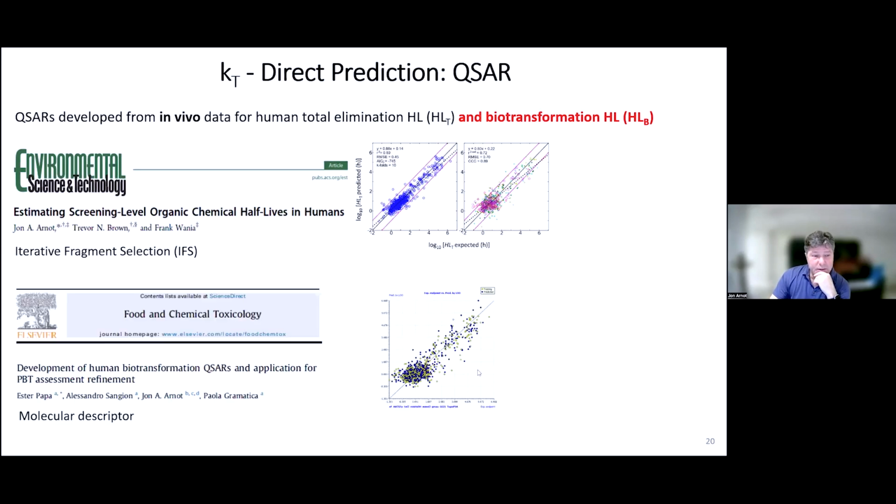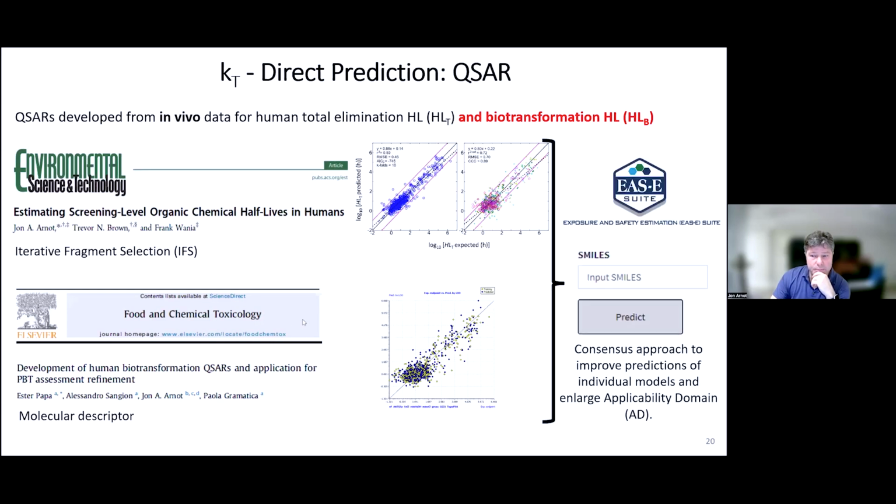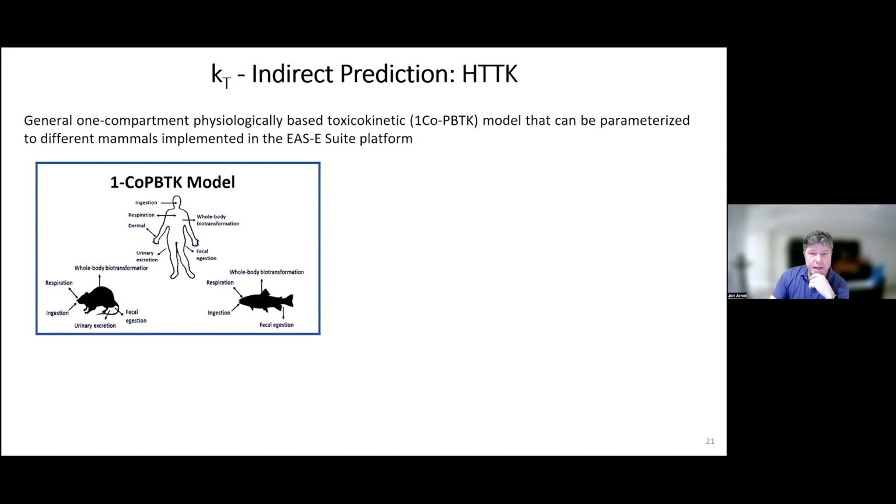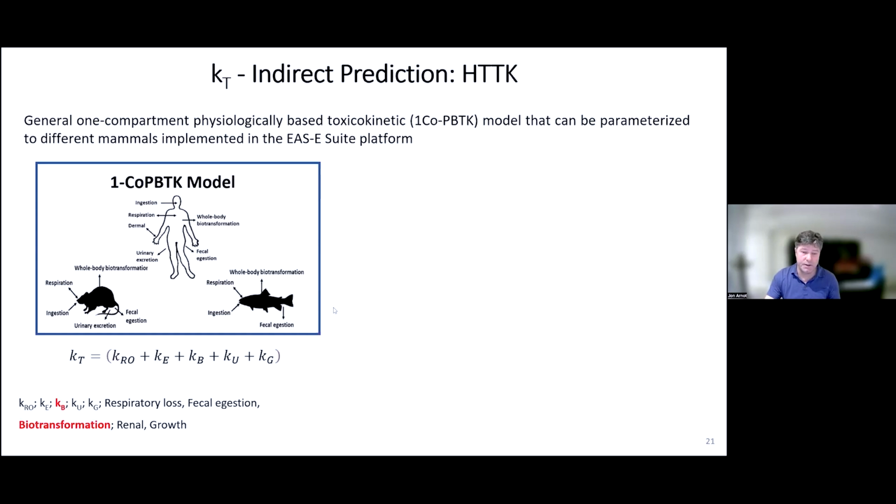I'm going to go quickly here, but there are published and validated models for predicting total elimination half-lives and biotransformation half-lives in humans, trained and tested with in vivo data for humans. And here are some of those publications. These tools and models are available in ICCVAM. And we can then use the built-in toxicokinetic models in EasySuite or other platforms for calculating toxicokinetics in various organisms, such as our in vivo models for humans and the other ecological receptors.